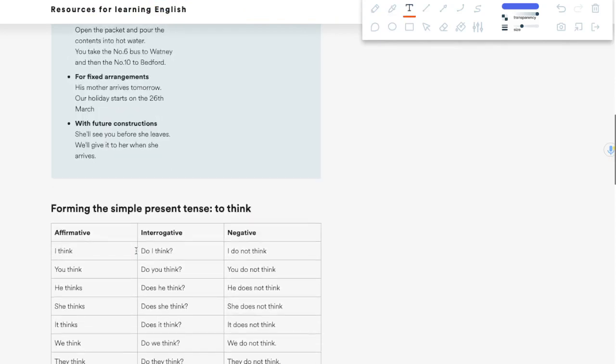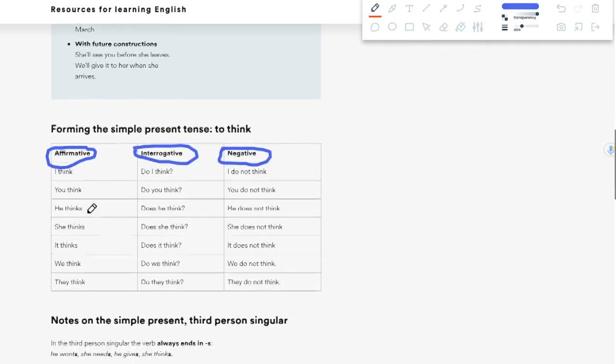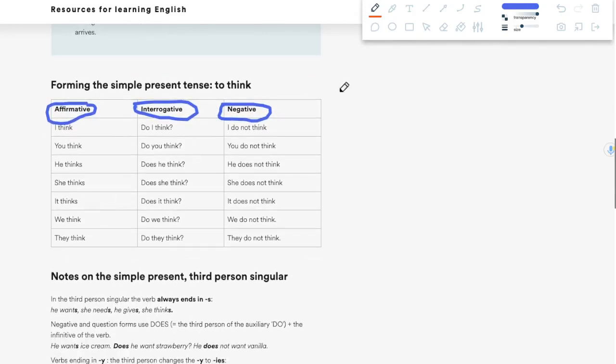Moving on. The simple present, like every tense in English, has three parts: the affirmative, the interrogative, and the negative. How do we make the affirmative? In the affirmative, we have subjects.